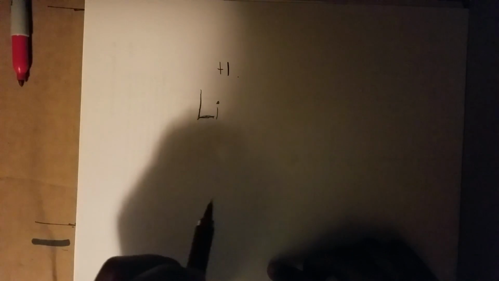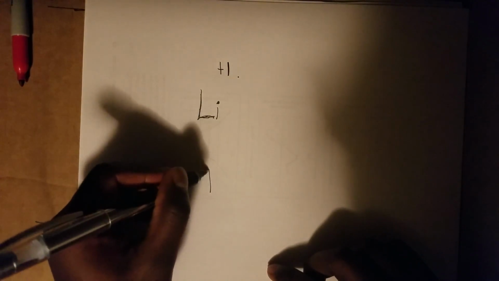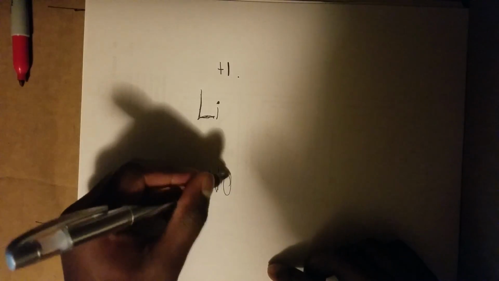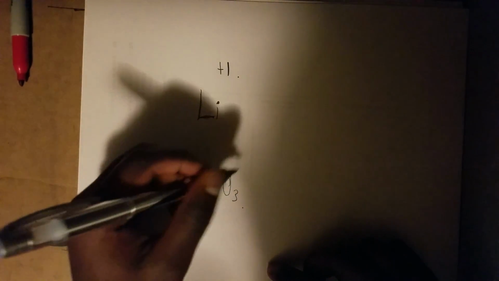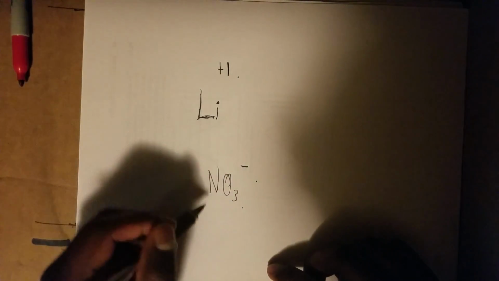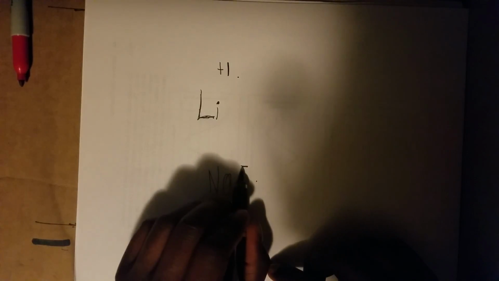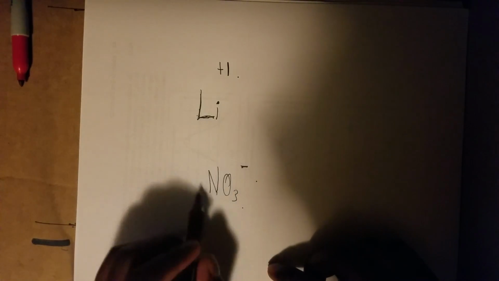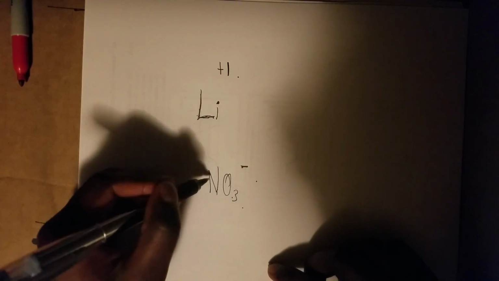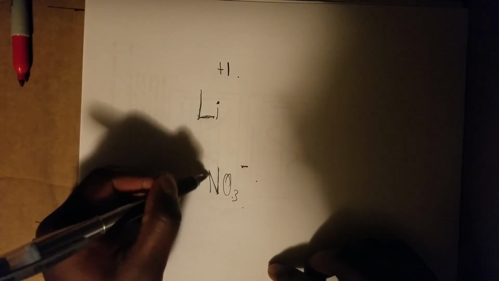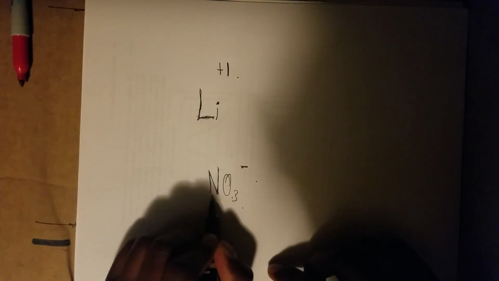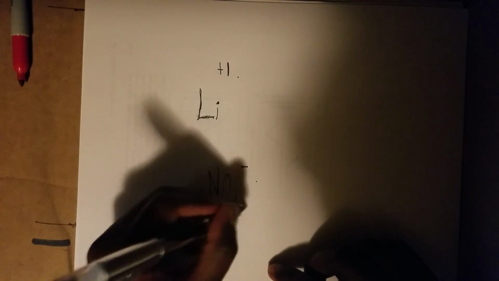A polyatomic ion is like NO3 minus. That means both things become an ion, not just one thing. So these things are clumped together. They act like one element. This is one element, but this is not one element. But this whole thing forms a negative charge and can be treated like one element.